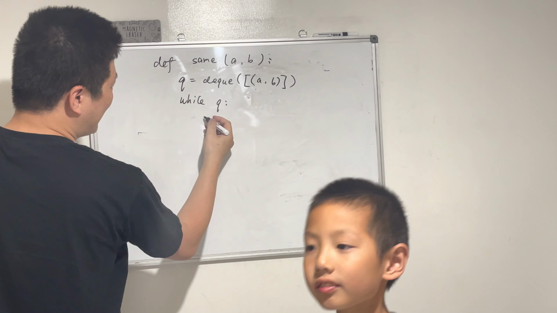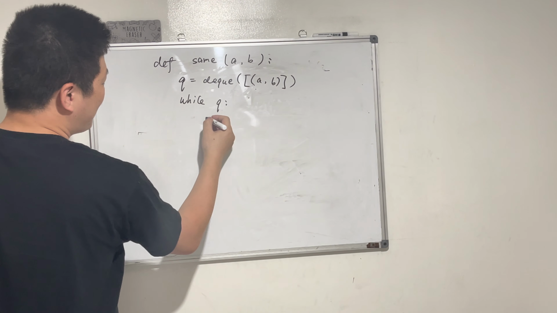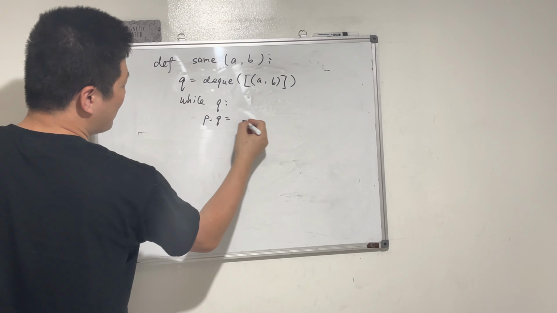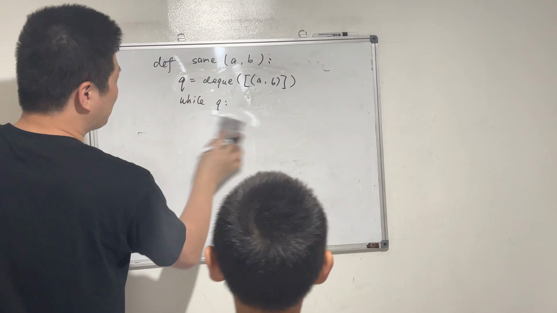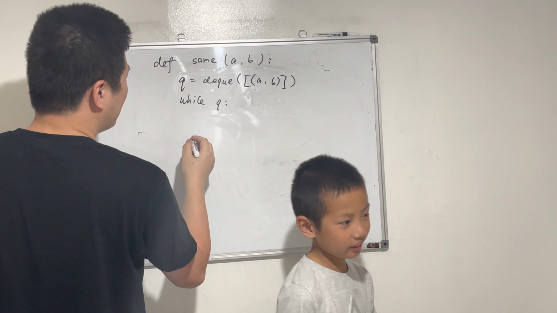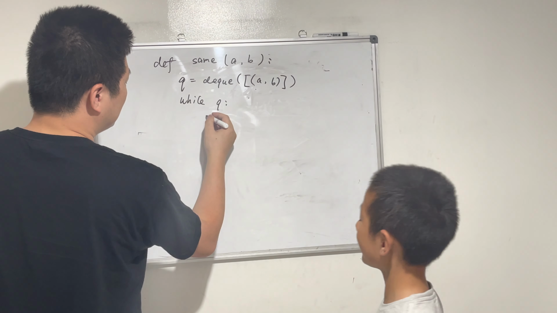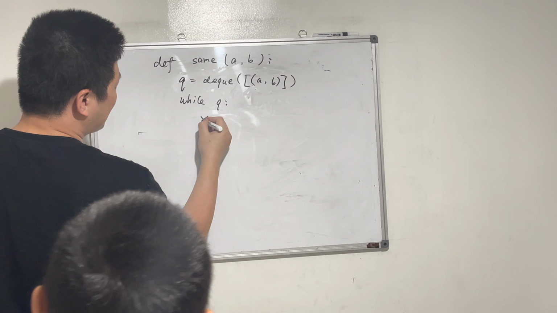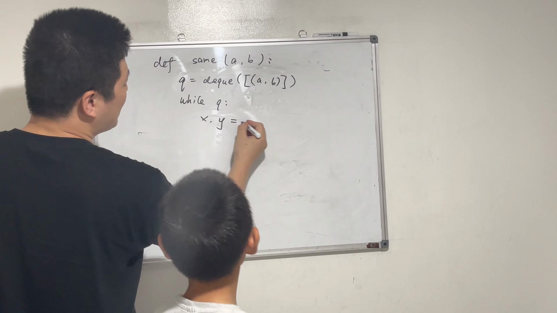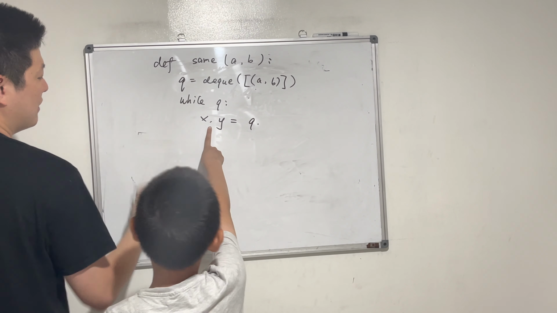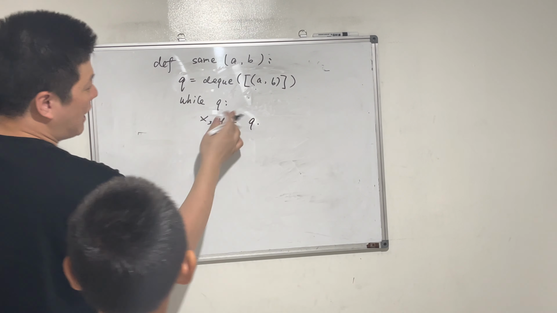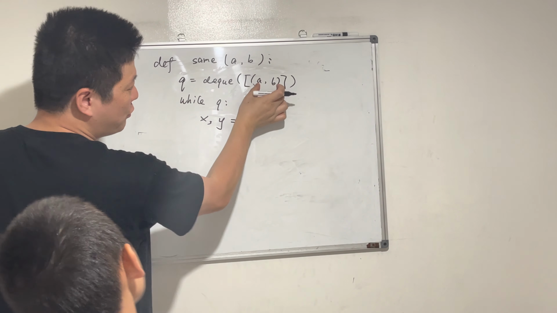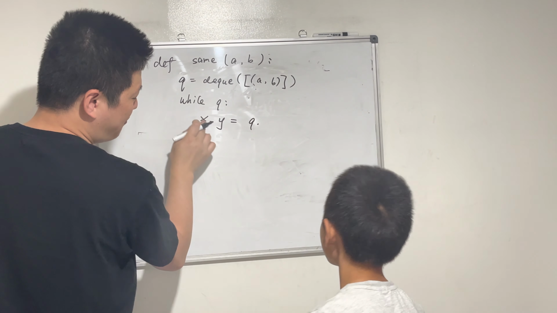So let's take the node. Let's take X and Y equals Q dot pop. Why is there a comma? Because I put two elements as a tuple, so I want to take it out and put it in X and Y.